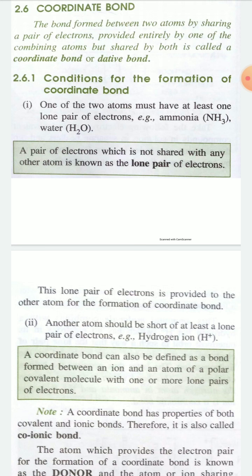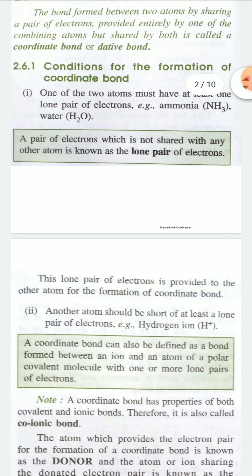For example, in ammonia, nitrogen contains one lone pair of electrons. In water, oxygen contains two lone pairs of electrons. So ammonia and water can form coordinate bonds with other ions or atoms which are short of a lone pair of electrons. We know that there are no electrons in H+; that is, in H+ there is a shortage of a lone pair of electrons. So H+ can combine with H2O or ammonia by the formation of a coordinate bond.